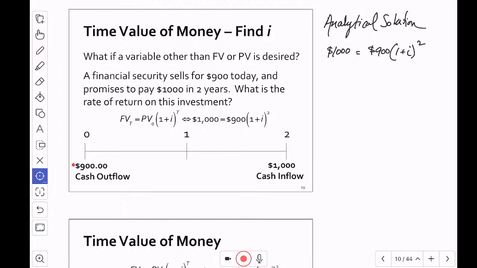Even though this is a cash outflow and will go into my calculator as a negative 900, and this is a cash inflow that will go in my calculator as a positive 1,000, those signs do not enter into this formulation, right? Okay, so the calculator keeps track of inflows and outflows to balance this equation. But when I have the equation, I can write it this way.